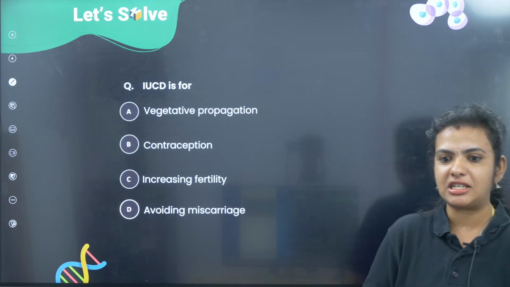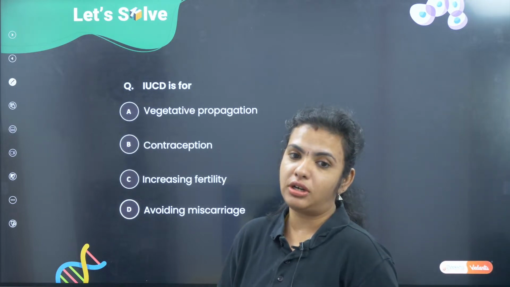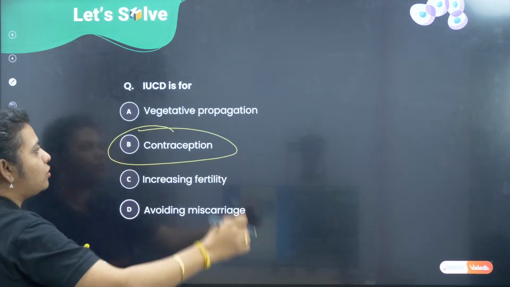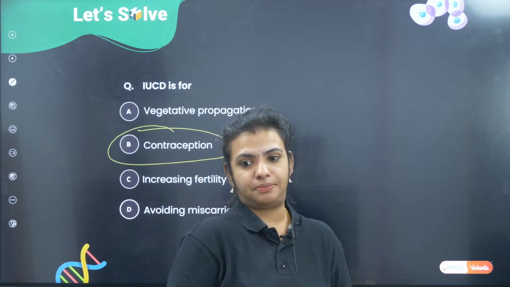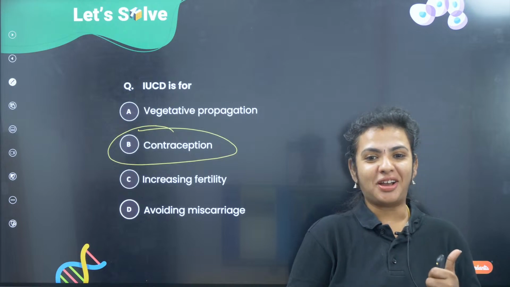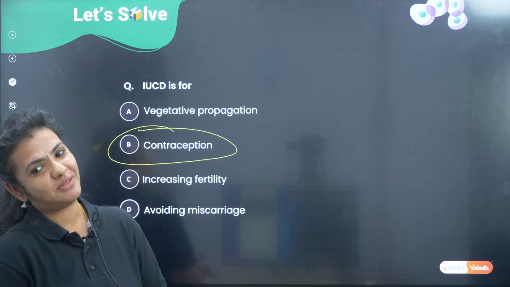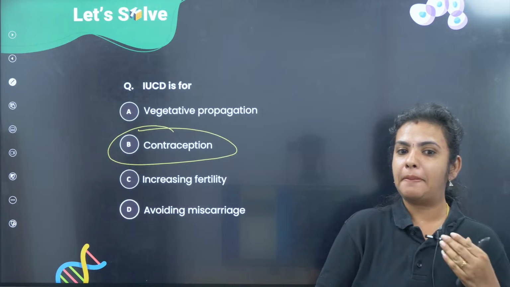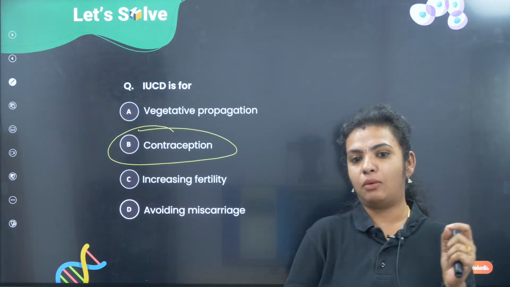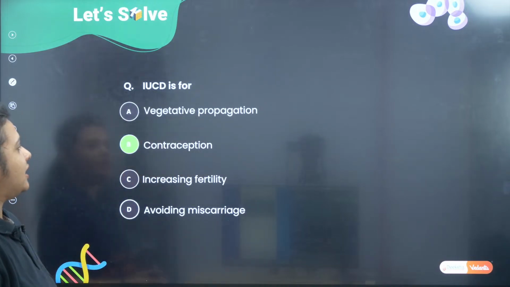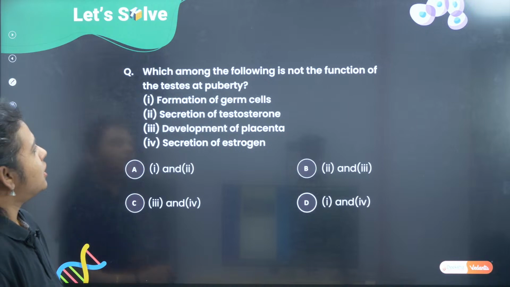Very good. IUCD stands for intrauterine contraceptive device. So, with that name, it is going to help in contraception. Thank you so much, Prerna. Contraception is to avoid pregnancy, and one of the contraceptive methods is by using intrauterine devices. All right. Next question.